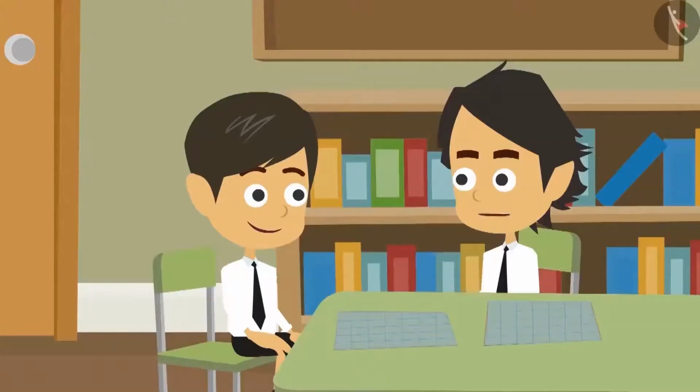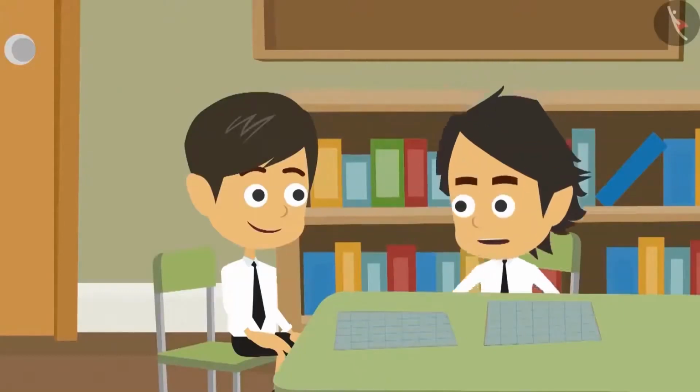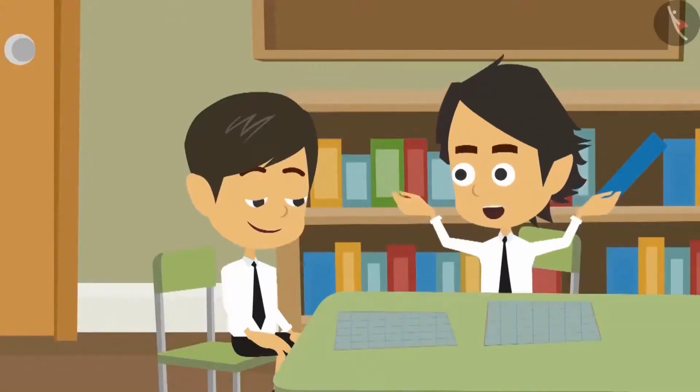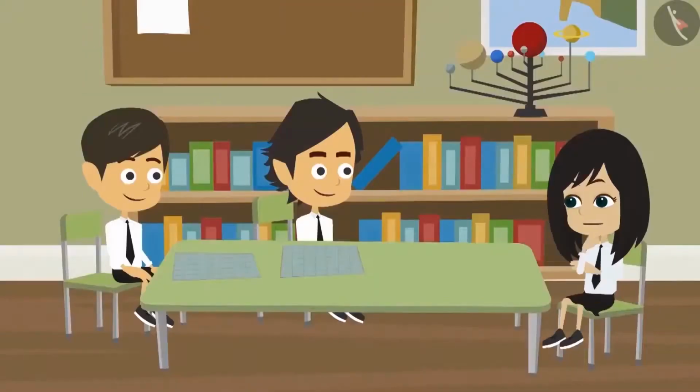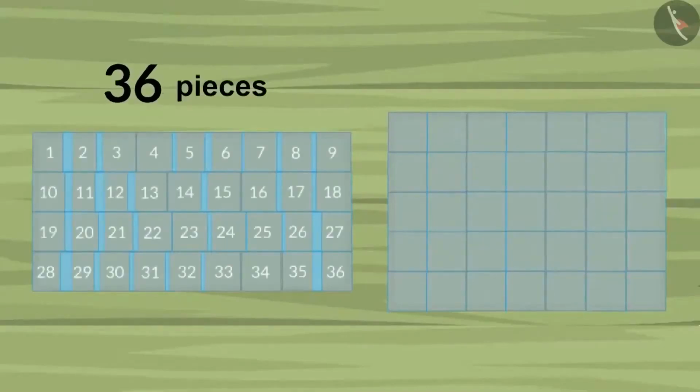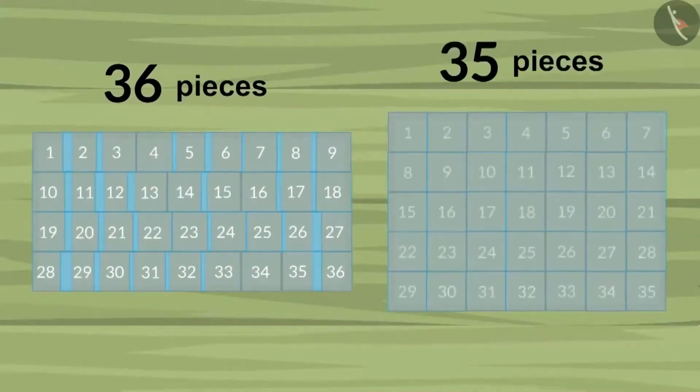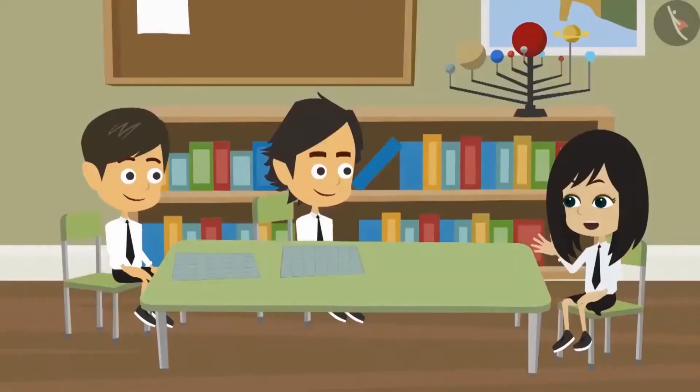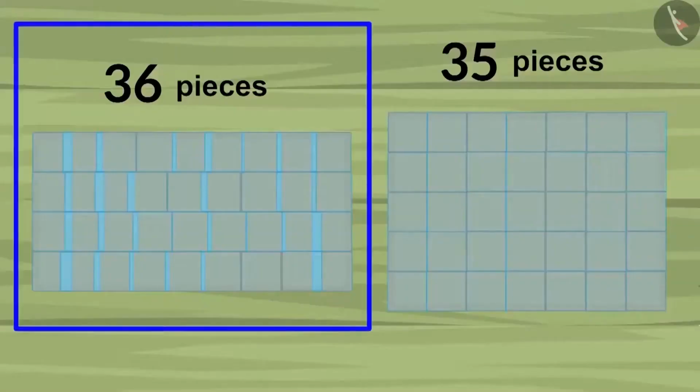No, Reyansh. How many times should I tell you that your method of measuring the cardboard is wrong? Show me. How have you both measured? Look, Neha, 36 pieces were required to cover my cardboard, whereas 35 pieces were required to cover Ayushman's cardboard. This means that my piece of cardboard is bigger. Hey, Reyansh, Ayushman is right.